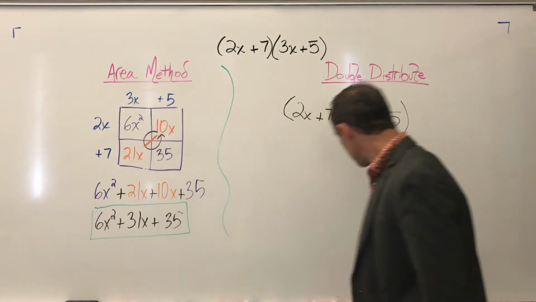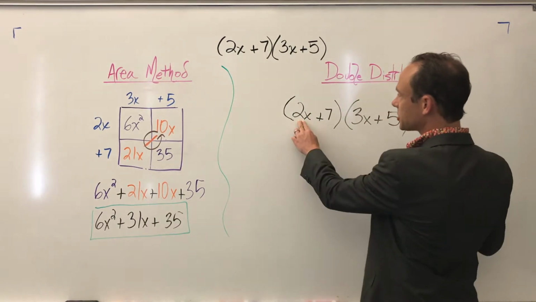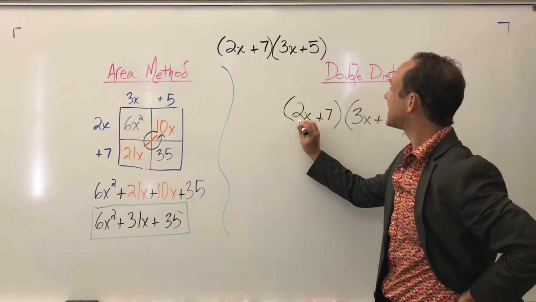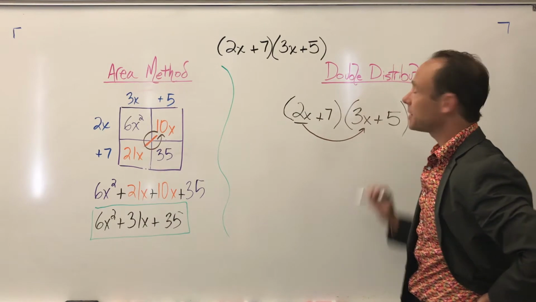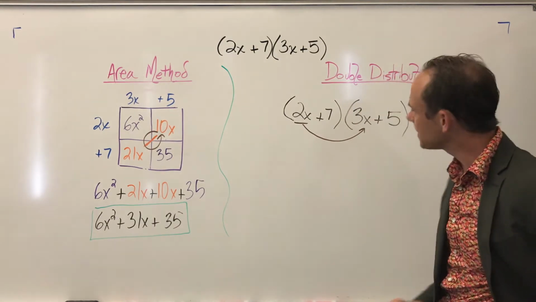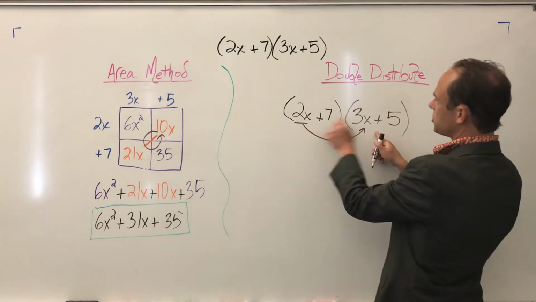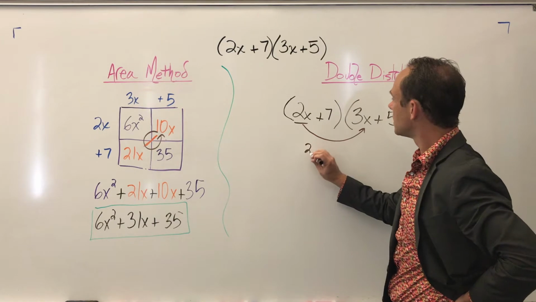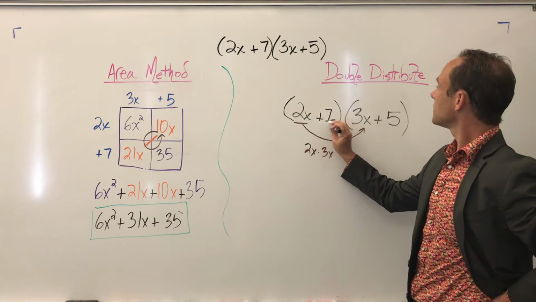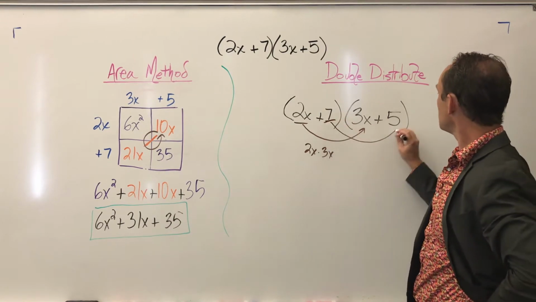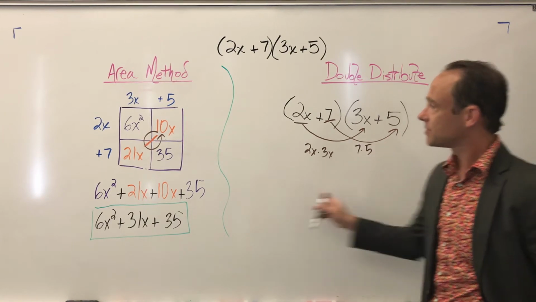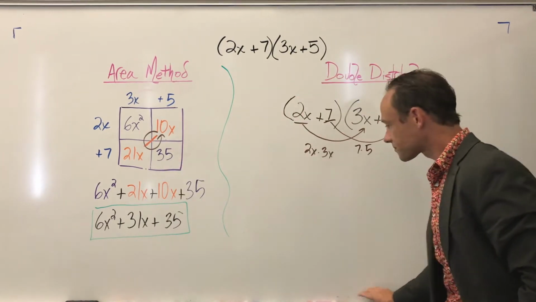All right, so double distribute means we're going to take each one of these two terms and distribute them twice. So we're going to take 2x and multiply it by 3x. Now, of course, we know the answer, but just act like that's not there, okay? Now we're going to go 2x times 3x. That's going to give you your 6x squared. Then we're going to take this term and move it to that back term. That's going to get you your 7 times 5, or your 35.